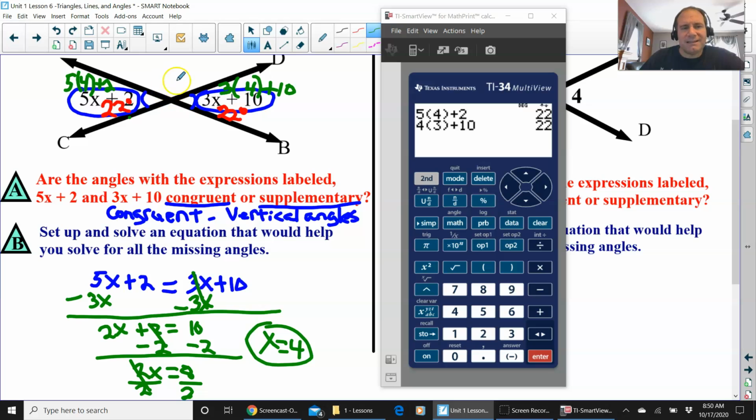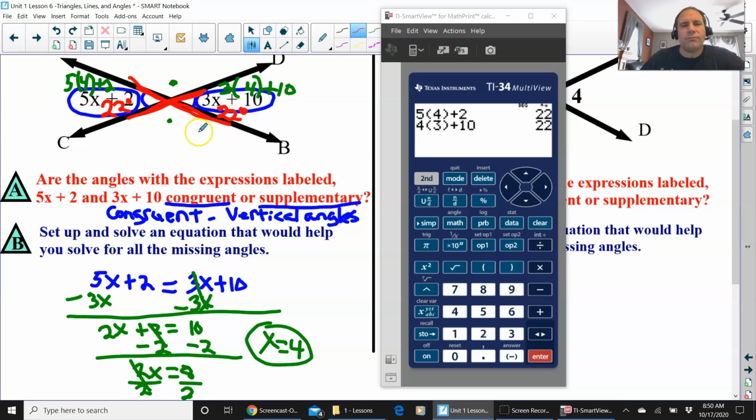How would we get this angle and this angle though? Remember, we have a straight line. Look at the straight line. There's a straight line. Here's a straight line. 22 degrees plus this equals 180. It's half a circle. It's a semicircle.